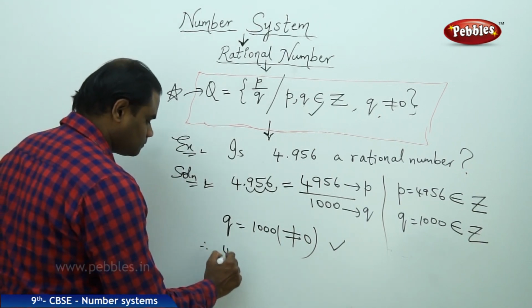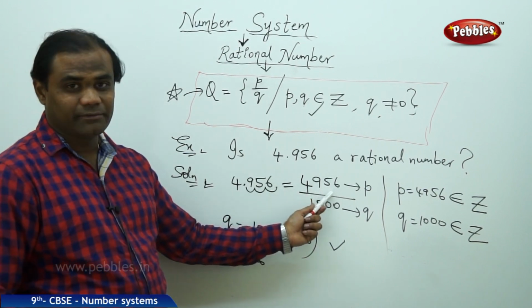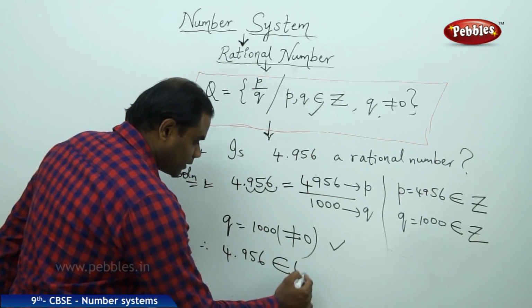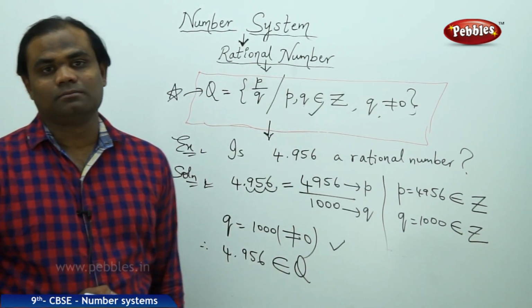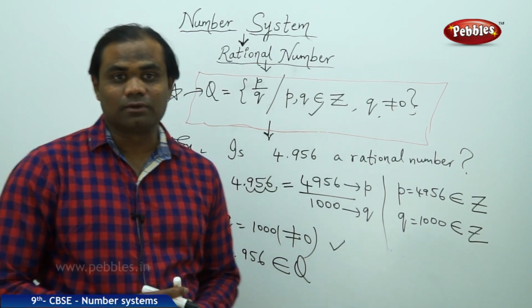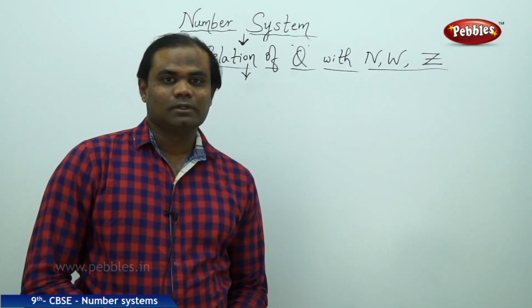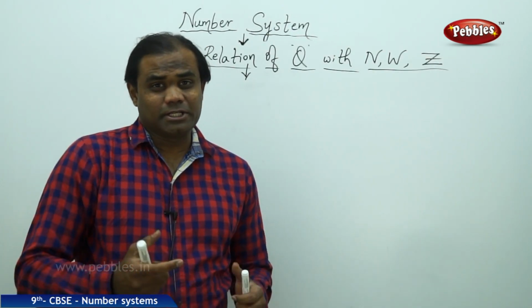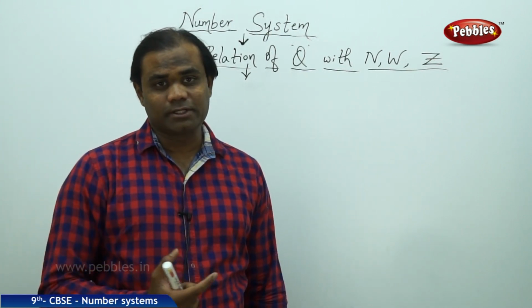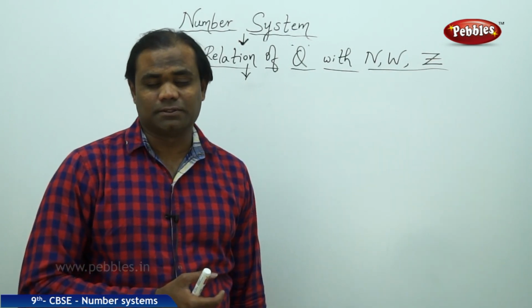Therefore, 4.956, which is the indirect representation of 4956 by 1000, must be a rational number Q. This is how we understand the concept of a rational number, understood through the two tests applied for the given problem. Now that we have understood the rational numbers, let's see the relation of the set of rational numbers Q with natural numbers, whole numbers, and integers.